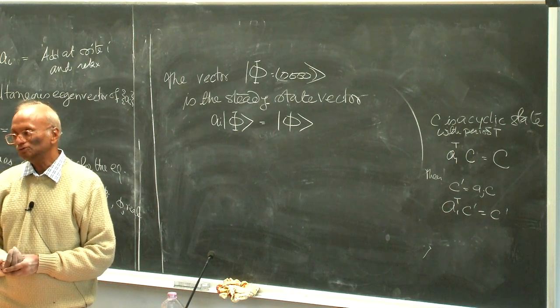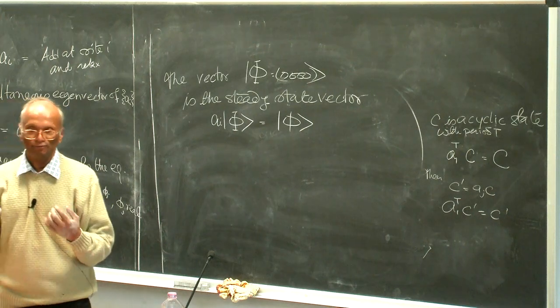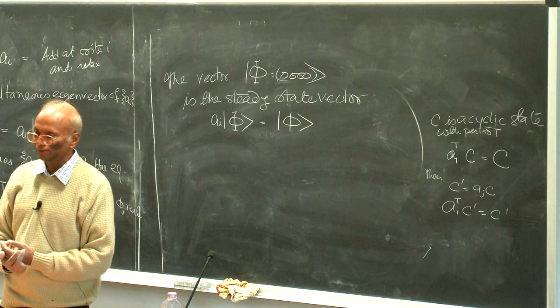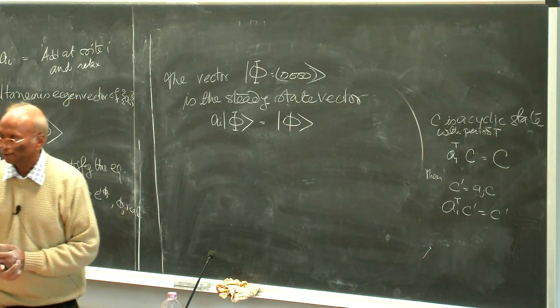Okay? So I want to find the eigenvectors of AI, or the simultaneous eigenvectors of all AI equal to 1 or some such thing, because that gives me the steady state vector in the original problem. Okay?